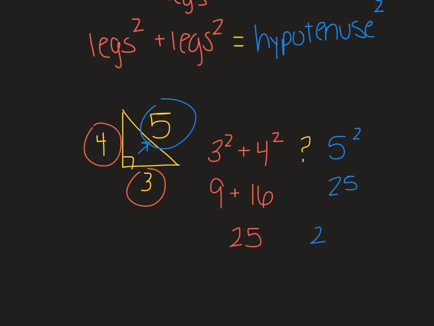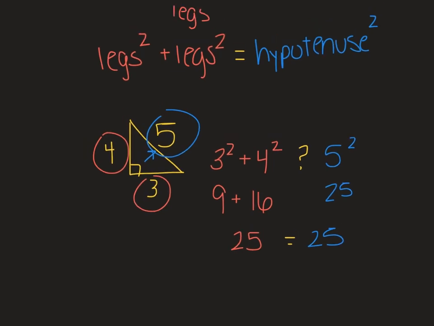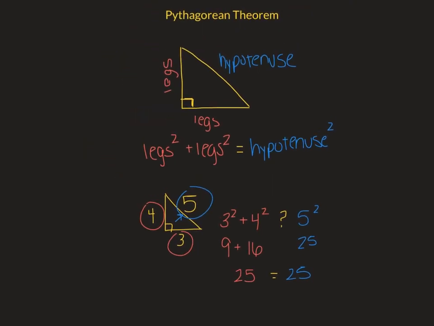Oh, well, hold on a second. 25 is equal to 25, which means that the Pythagorean theorem does work. So that's basically your intro to what we're going to be doing for the next few days, your Pythagorean theorem.